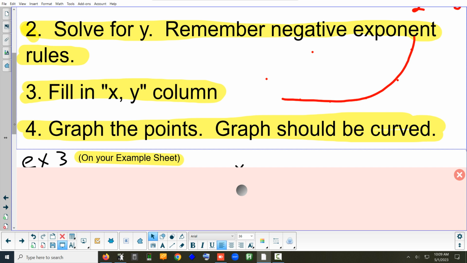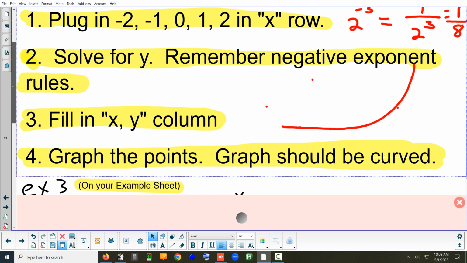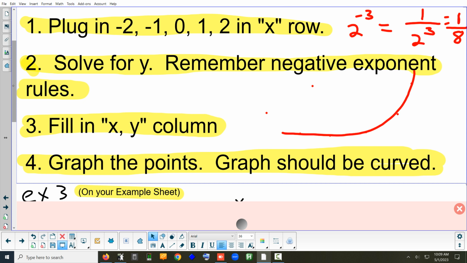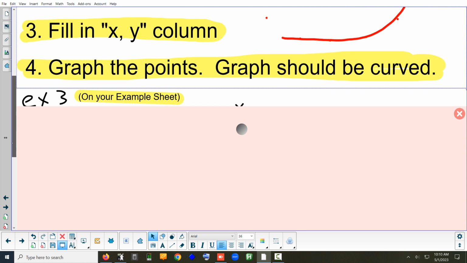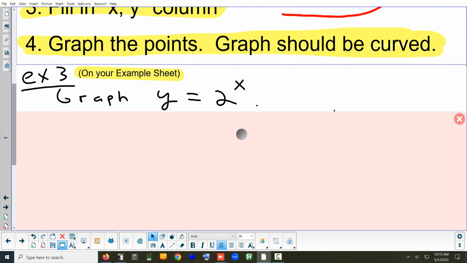Alright, so we'll go through one together right now of how you create your own table and then make a sketch. Okay. Does everybody have the 4 steps for how to graph exponential functions from a table? So that's the first one they want us to do. Y equals 2 to the x.